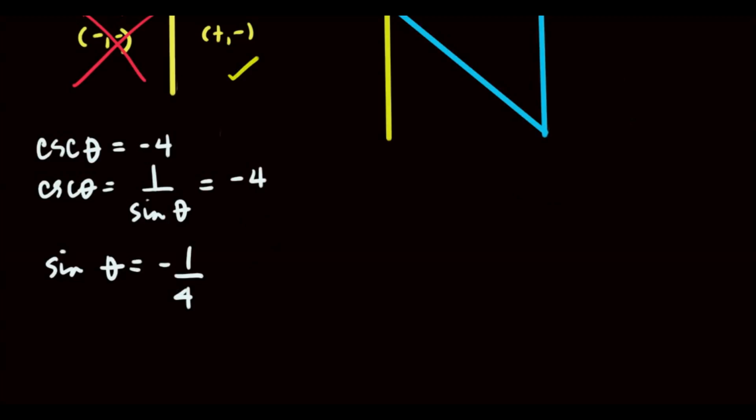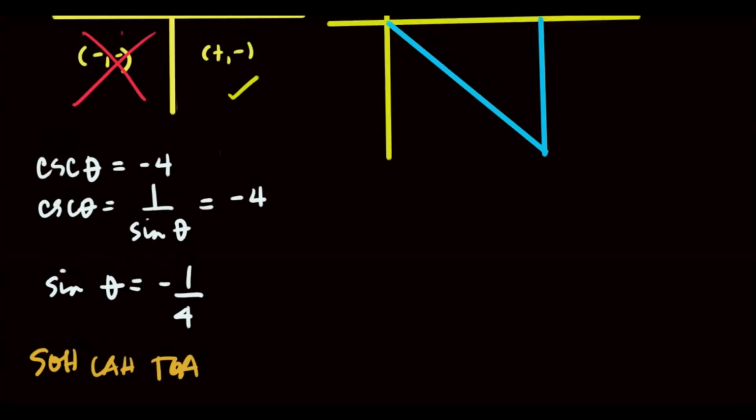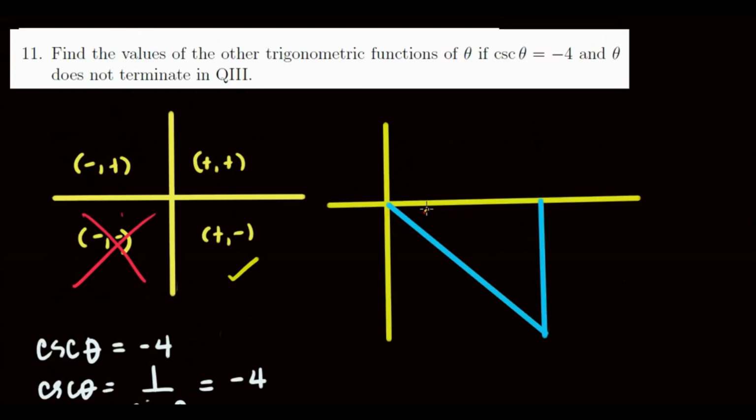And ito, lagi itong gamitin. Remember, SOHCAHTOA. Sine theta is equal to opposite over hypotenuse. So, if our theta is this, the sine of this is -1/4. That's opposite over hypotenuse. It's -1/4, but we'll be using 1. So the length of this is 1, and the hypotenuse is 4.